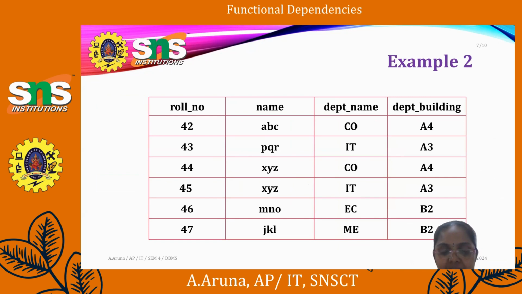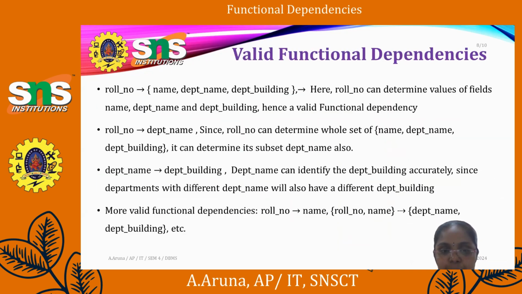functional dependencies present. According to this particular table, roll number tends to name, department name. Here roll number can determine the value of this. This is a valid functional dependency. Roll number can identify department name. So these are identical, so we can call this valid. More valid functional dependencies: roll number tends to name, roll number and name tends to department name and department building, etc. These are the valid things.